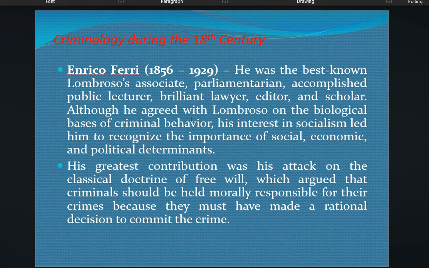Rational. Ibig sabihin ng rational, pinag-isipan mo. Okay? Nag-isip ka. Parang tayo, diba? Pag sinabi natin na may exam, okay, you have to study. Gagamitan mo ng pag-iisip. If you have to choose between right and wrong, that is your rational decision. Pinag-isipan mo yan. Ibig sabihin, whatever your decision is sa mata ng mga tao, it's either bad or good. The point is, you have used your rational capability. Nag-isip ka. Pinag-isipan mo yan bago ka nagdesisyon.